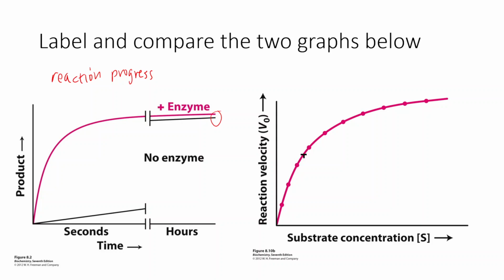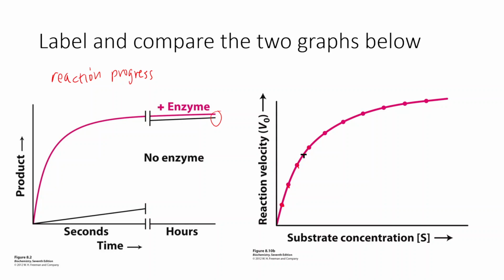Yeah, exactly. So on the left, we're looking at one particular reaction. On the right, we're looking at a whole bunch of different reactions. Each point on this curve is a different sort of reaction setup with a particular concentration of substrate. And depending on how much substrate there is, the reaction will proceed at a different rate.